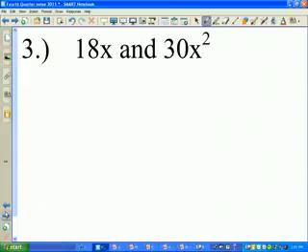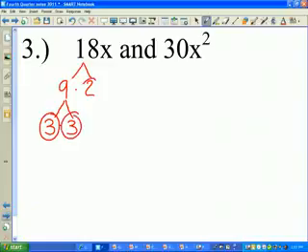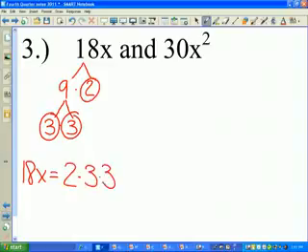So for this one, number 3, we have 18x. So again, we're going to do it just like how we did the other ones. So first off, deal with the 18. So you can say 9 times 2. So that means that 9, I'm going to factor 3 times 3. So here's my prime numbers. So then for this 18x, my prime factorization is going to be 2 times 3 times 3. And now I'm looking at that x, and since there's only one x up there, it's going to be times x.